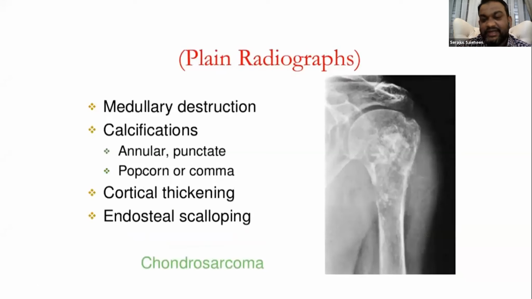And this is the typical sign of chondrosarcoma. Though chondrosarcoma is most common in adults, in children, in 1 to 2% of cases we find chondrosarcoma in the children age group. So there is a medullary destruction and there is a calcification. Sometimes annular or punctate calcification is found. Sometimes popcorn appearance calcification is found in chondrosarcoma.